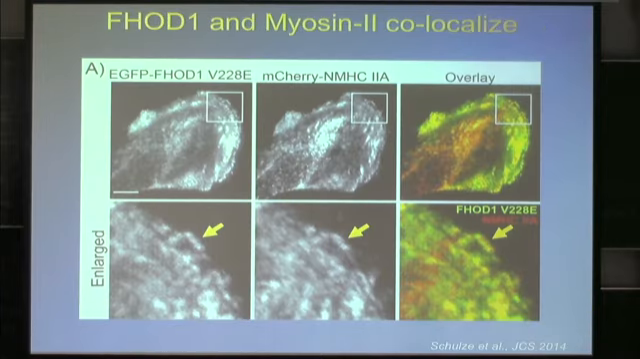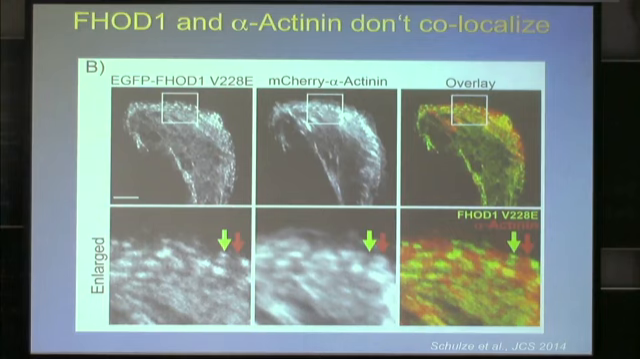We were able to show that activated FHOD and myosin co-localize at the very edge of the cell, and those dots are actually organized within the transversal arcs. So they are co-localizing in those arcs, whereas FHOD does not co-localize with another component of those transversal arcs, alpha-actinin, which is important for the bundling of those filaments.